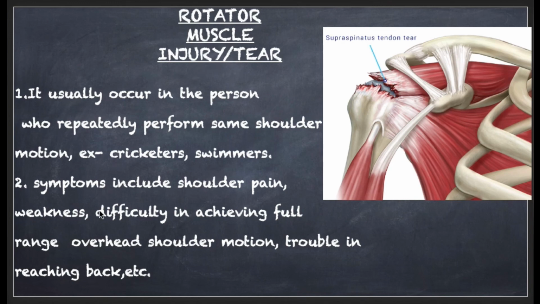Second, symptoms include shoulder pain, weakness, difficulty in achieving full range of overhead shoulder motion, trouble in reaching back, etc. If you ask the person to reach their back, to touch their back, or to do an overhead shoulder movement, they will get pain in the shoulder joint. There will be shoulder pain. So this is all about the rotator cuff muscles. This is a very short topic and a very interesting and important topic too.